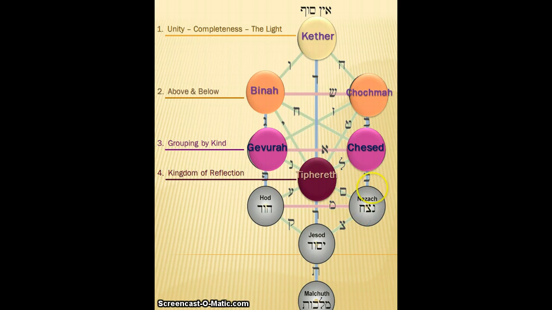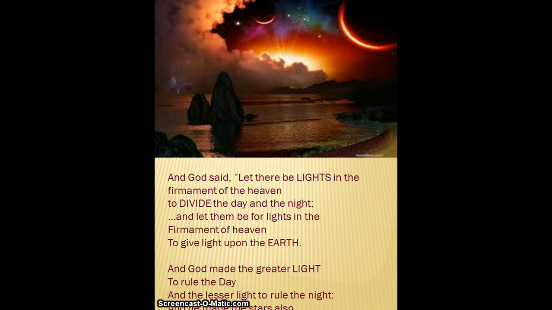And we see that in the creation story. We see that God then recaps everything that went on before. And God said, let there be lights in the firmament of the heaven, which is a reflection of the first day when he created the first light. And to divide the day and the night. So there's that division going on again. And let them be for the lights in the firmament of the heaven, to give light upon the earth. And so we see in the third day the creation of the earth part.